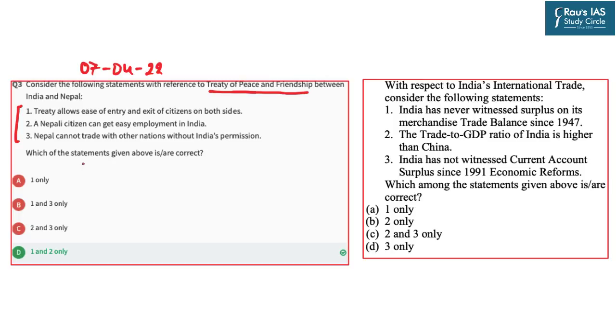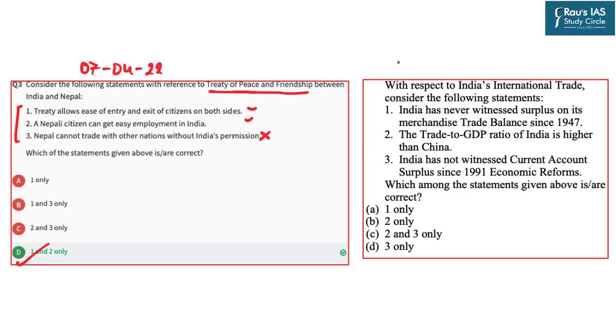Statement 1 said, the treaty allows ease of entry and exit of citizens on both sides. Statement 2 says, a Nepali citizen can get easy employment in India. Statement 3 said, Nepal cannot trade with other nations without India's permission. Now, just going by the basis of international relations and the concept of sovereignty, statement 3 can be eliminated. Statements 1 and 2 both are correct, and hence option D is the correct answer.